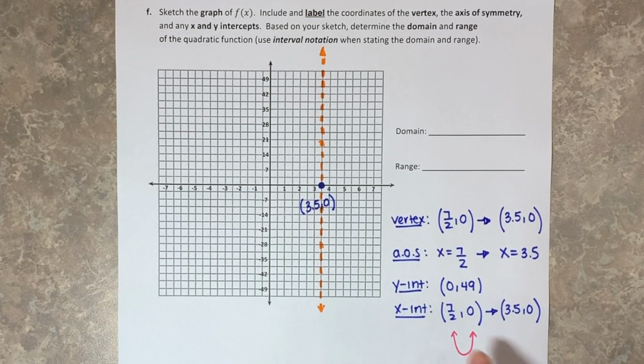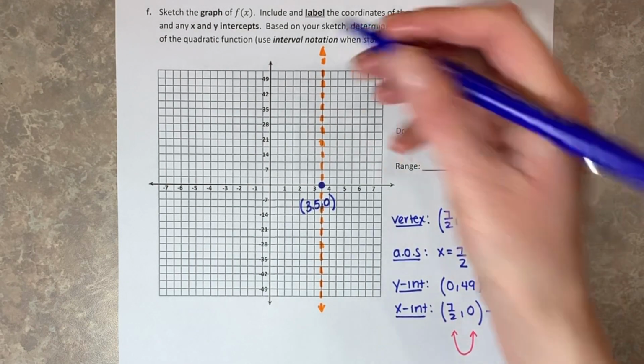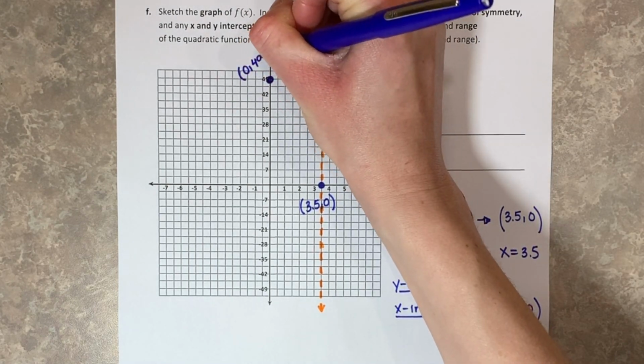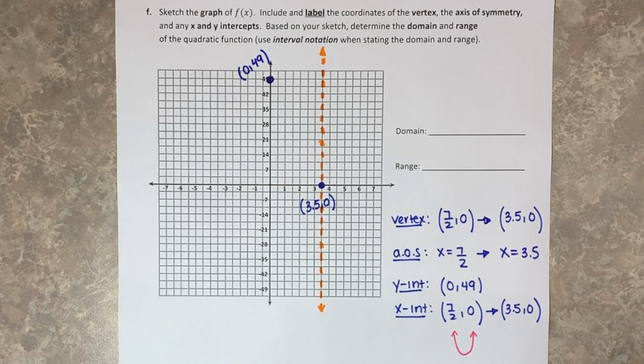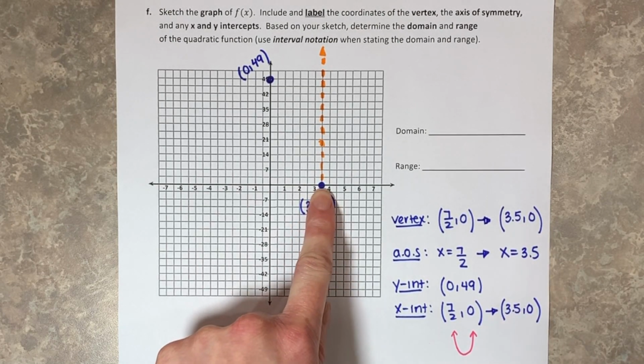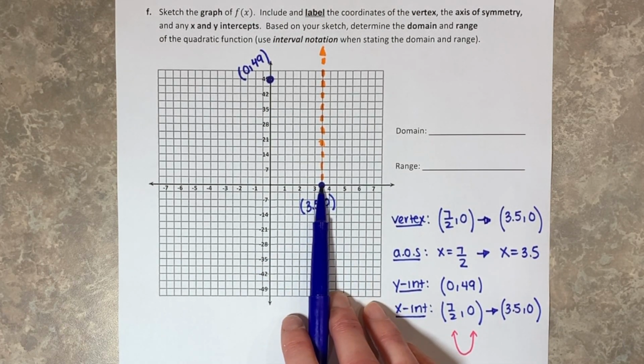The y-intercept is at 0.49. And we have an interesting situation here with the x-intercept. The x-intercept in this particular graph is the same as the vertex. So we've already graphed our x-intercept when we graphed the vertex. For this particular case, our vertex lies right on the x-axis, so it's also an x-intercept.